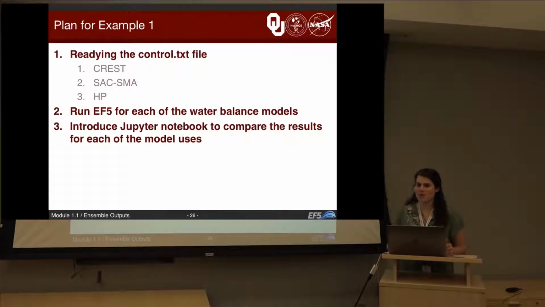So now that we've reviewed the model evaluation indices, we're ready for example 1. In order to complete example 1, we're going to have this outline. We're going to ready the control text file for CREST, the Sacramento soil moisture, and the hydrophobic. We're going to run EF5 for each of the water balance models. And then we're going to introduce Jupyter Notebook so that we can compare the results for each of the models using a hydrograph that we code ourselves.